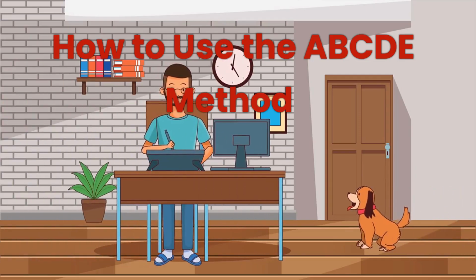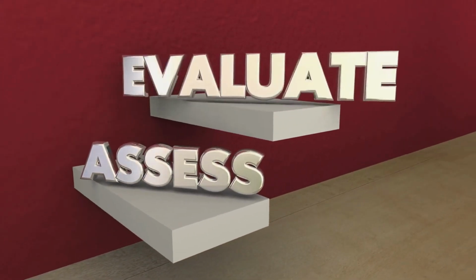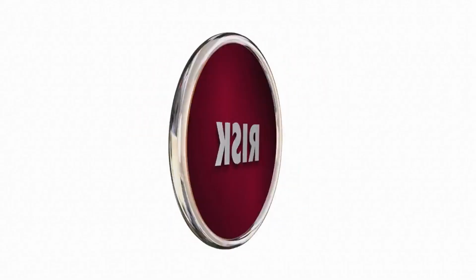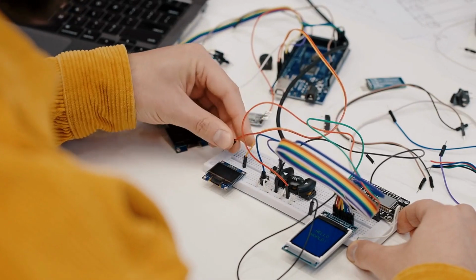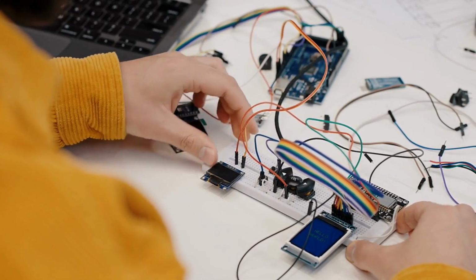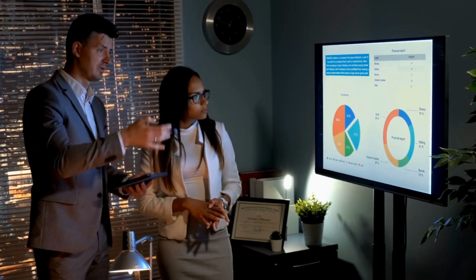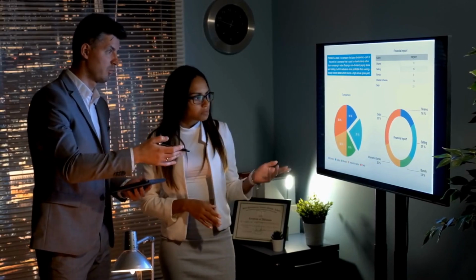Part 3, how to use the ABCDE method. Now that we know what the ABCDE method is and why it's important, let's talk about how to use it. Part 3, Step 1, Analyze the problem. The first step is to analyze the problem. This means understanding the problem and breaking it down into its individual components. Identify any underlying causes or potential solutions.